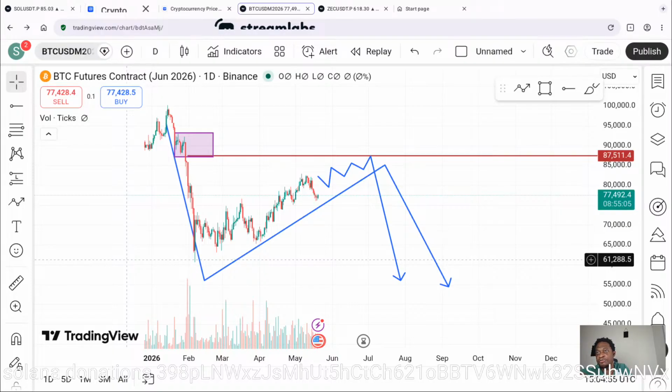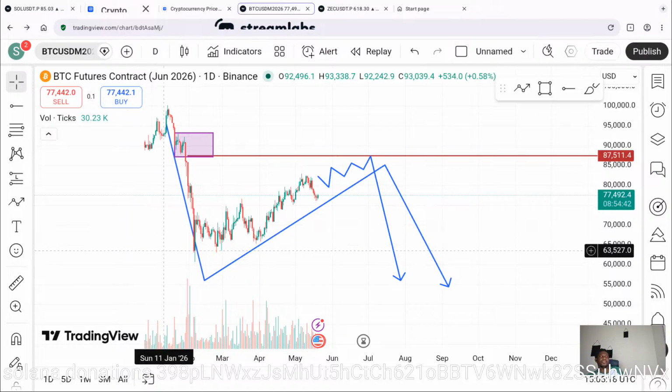Notice how aggressive that move down was. So the next move down is equally going to be this aggressive, and it happens very quickly. And that could be your bread for the months, guys.